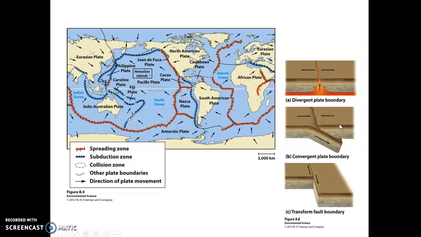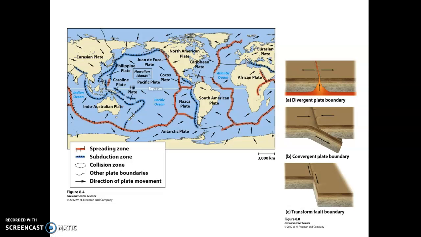Some plates, though, when they meet, one is forced to go under another. That's the area we're calling a subduction zone, shown in blue. So when two plates meet, one is forced to go beneath the other. And then as it does, this rock is pushed into the mantle and melts, and this rock continues to move in this direction. So that's a convergent plate boundary.